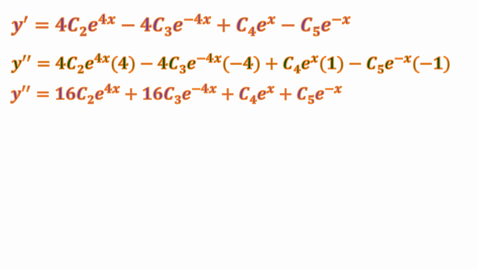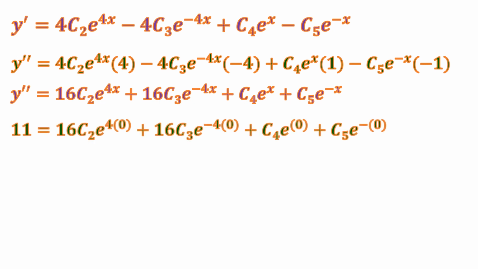And we'll multiply. 4 times 4 is 16. Then negative 4 times negative 4 is positive 16. 1 times c4 is just itself. And negative 1 times negative c5 becomes positive c5. So this is the second derivative. And we are going to substitute based on the given initial value. According to the given, if x is 0, then y double prime is 11.